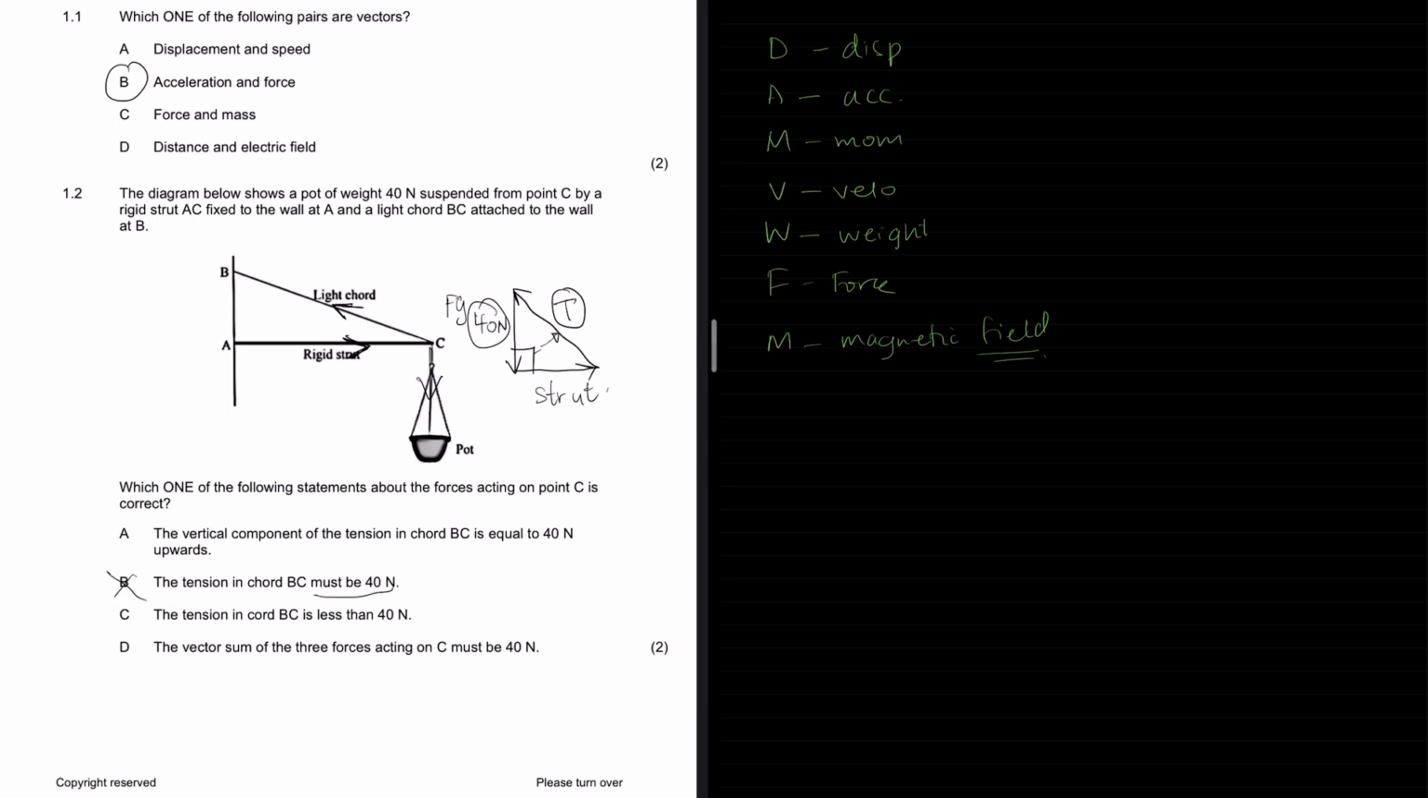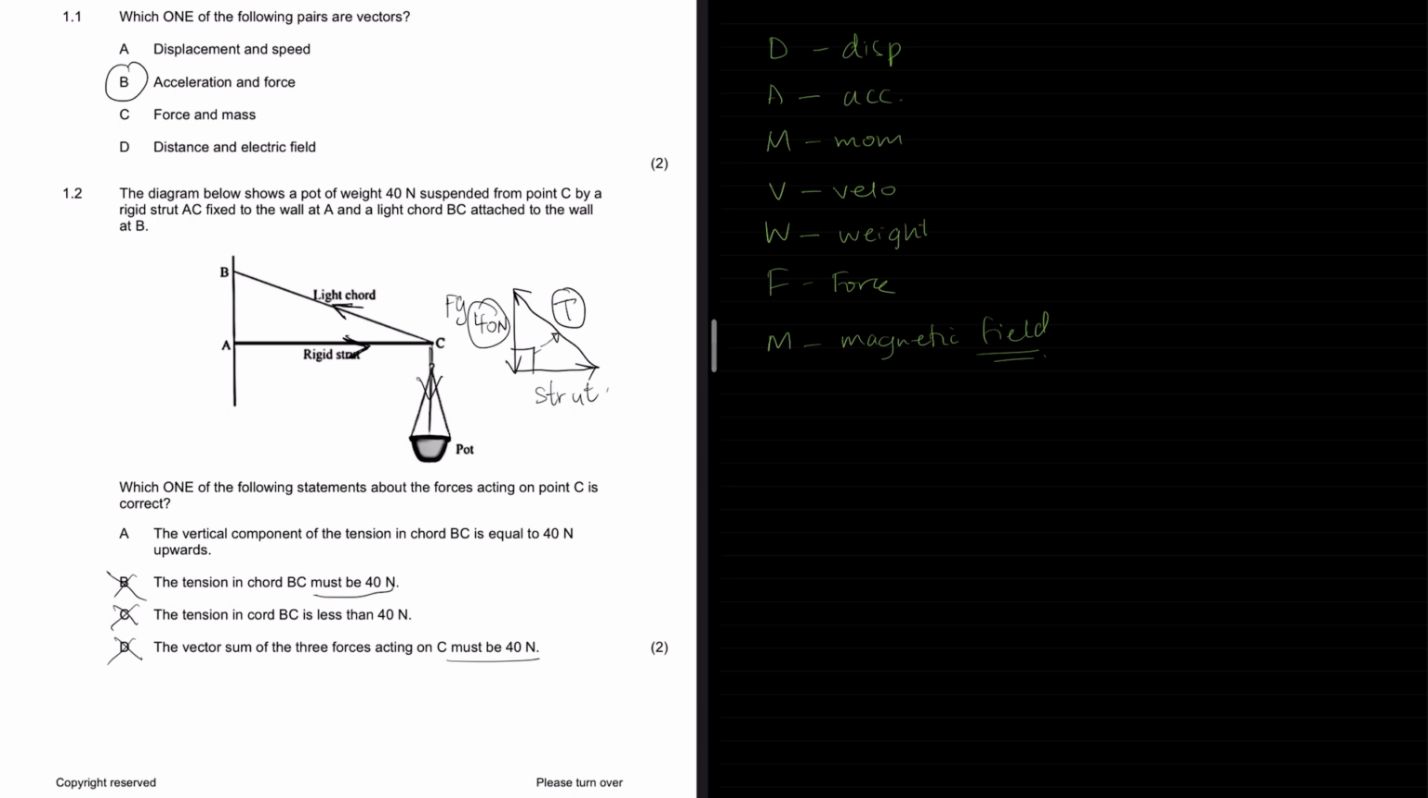C, the tension in BC is less than 40. That's out. It's going to be more than 40. D, the vector sum of the three forces acting on C must be 40. That's incorrect as well because it's got to be 0. So that means A is our answer. The vertical component of the tension in cord BC is equal to 40.